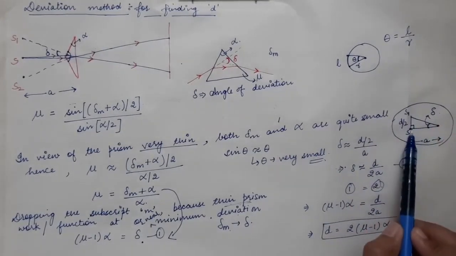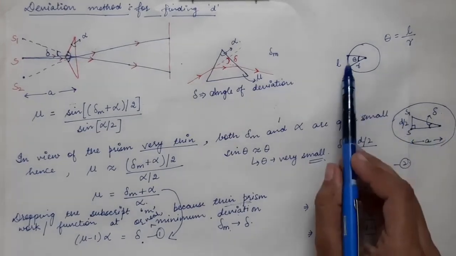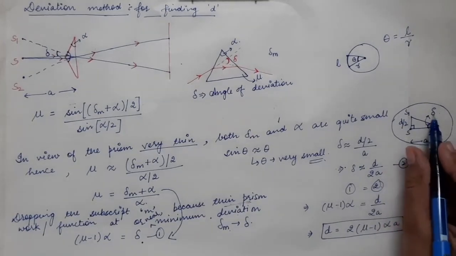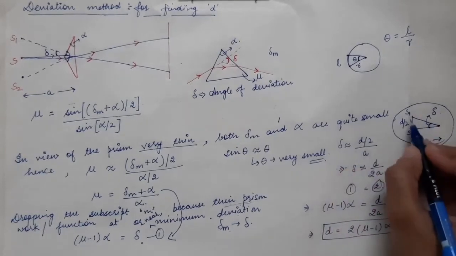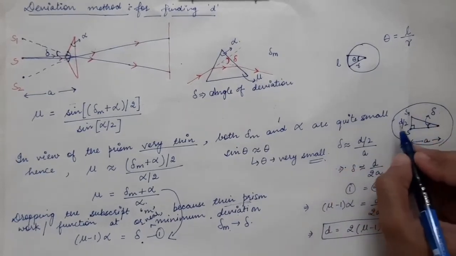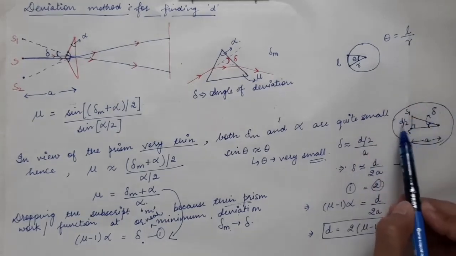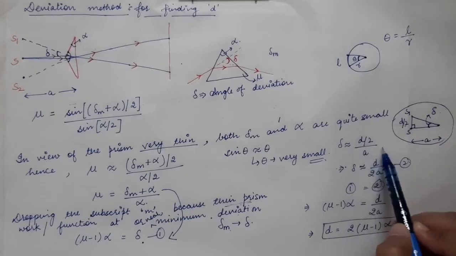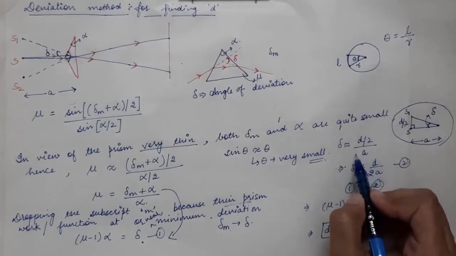That is, d by 2 is very small, and hence this can be approximated to the arc of a circle whose radius is small a. So delta will be approximately equal to the length of the arc divided by the radius. The length of the arc is equal to d by 2, and we will divide this by small a. So this is the second approximation that we are using.